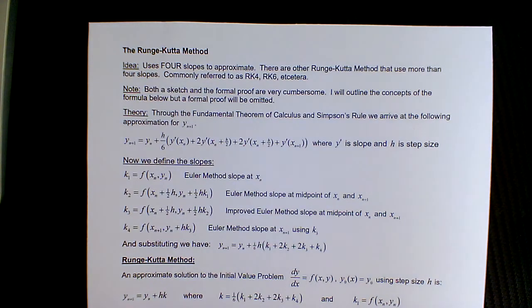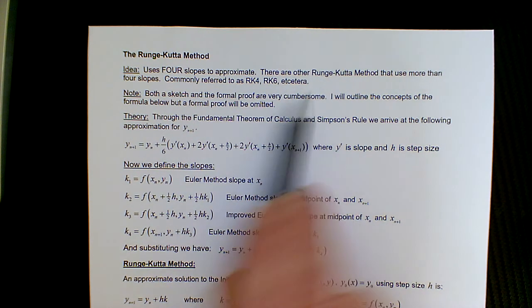Hello everyone. This is our final approximation method for exam 4. It's called Runge-Kutta, though I've heard different pronunciations. The idea is that it builds on improved Euler's method. In the last lesson, we used the average of two slopes to get an approximation. Here, this method uses four slopes, and there are other models that use more than four slopes, commonly referred to as RK4, RK6, and so on.